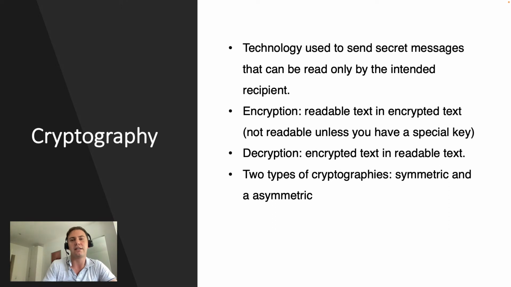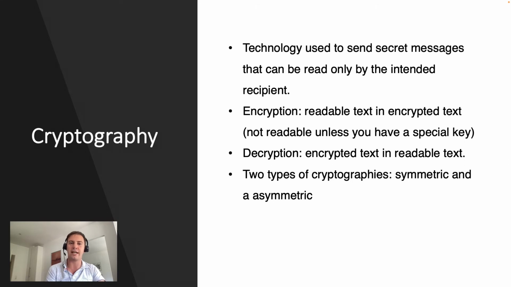Let's start with three different technologies. Firstly, cryptography. Cryptography is a technology used to send secret messages that can be read only by the intended recipient. Many people think that the blockchain is encrypted, but it is not. The blockchain is available and visible to everyone, but cryptography is used in the blockchain.